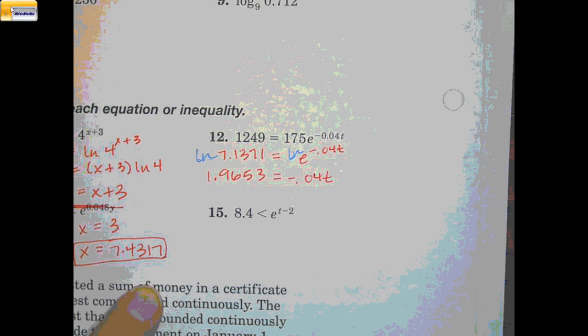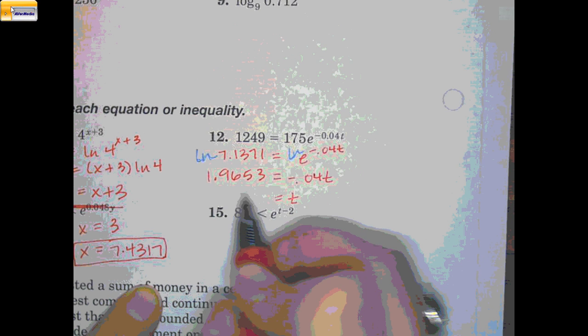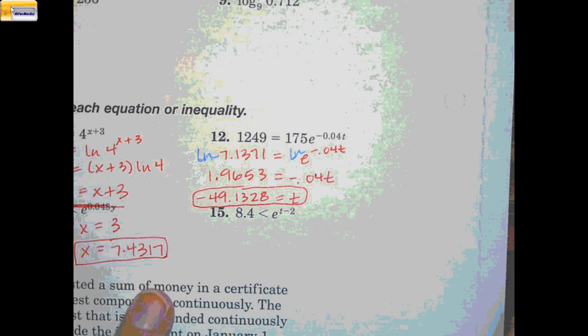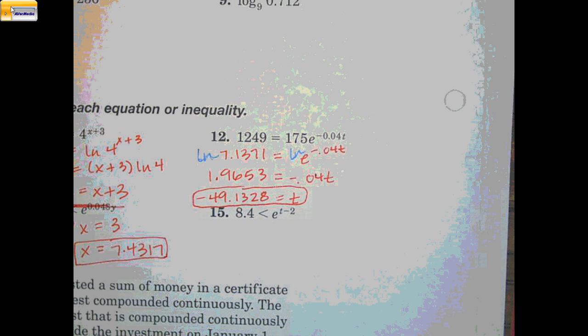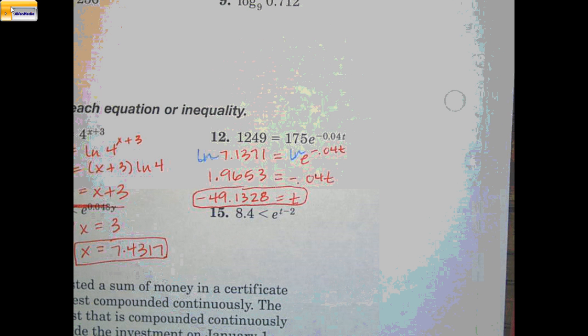Then how do you get t by itself? Divide. And I believe you should get negative 49.1328. I don't know, she's kind of wise because all of these numbers are super tiny and I like things to be as accurate as possible. So if there's an e in the problem, find out how to get it with an ln. If there's an ln in the problem, find out how to get it with an e.